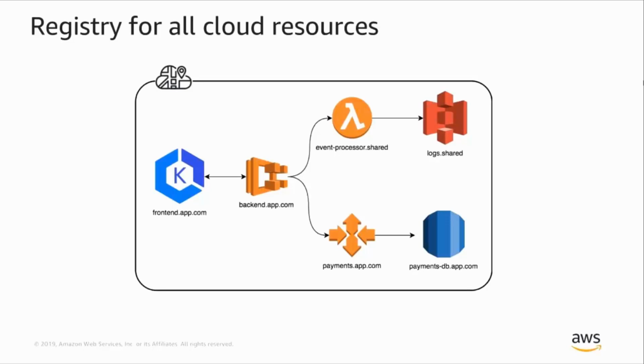And we're going to discuss how it works, to transform it into a convenient, unified naming schema. So you can have your namespaces like app.com with front-end, back-end, payments DB, and also another, like a shared namespace, for your event processor and logs. It's one of the examples that is now available with AWS Cloud Map.